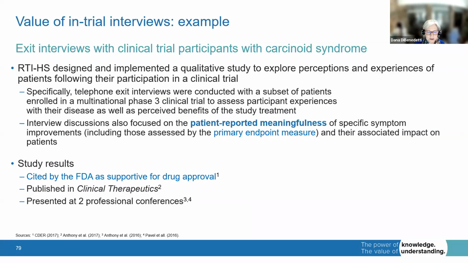The next couple of slides provide an example of how data from an in-trial qualitative interview study can be used to support various activities. In this particular study, we conducted interviews with 35 patients with carcinoid syndrome as they exited a randomized clinical trial. The interview activities were designed to provide insight into the patient's experience with this disease and with this study treatment, and to help understand whether reductions in bowel movement frequency, which was the primary endpoint, and other symptoms were meaningful to patients.